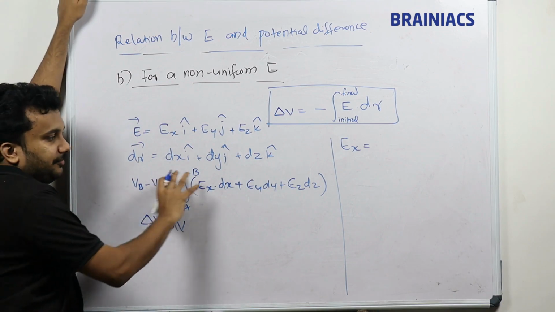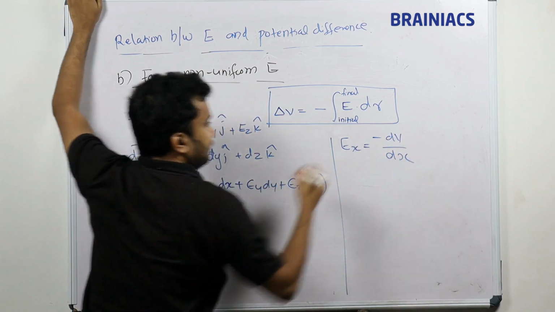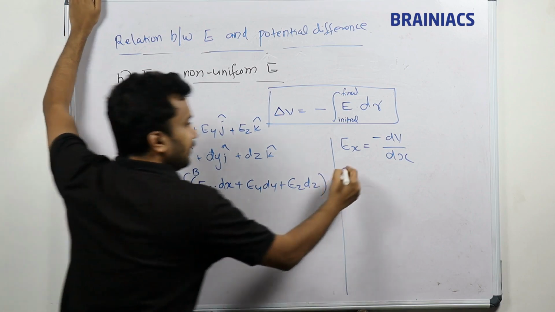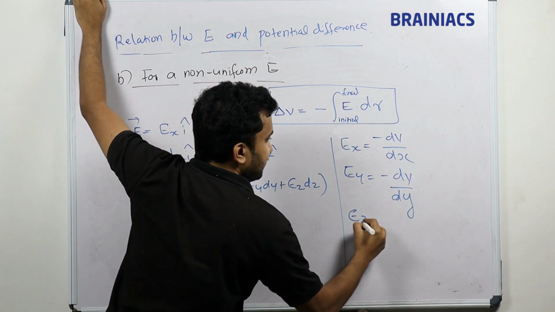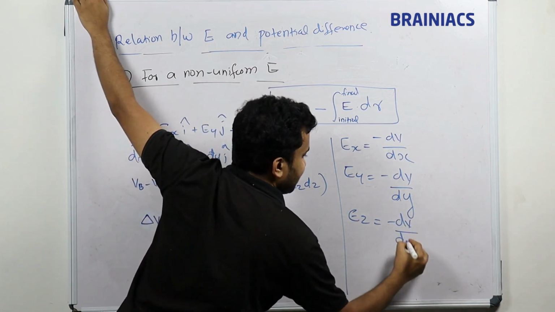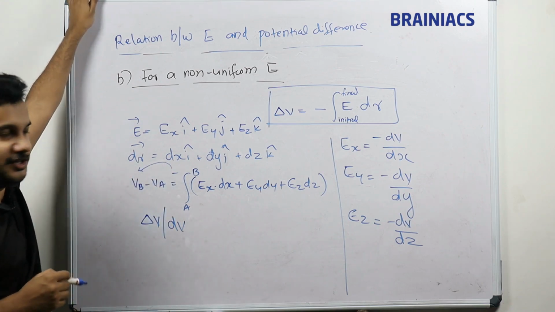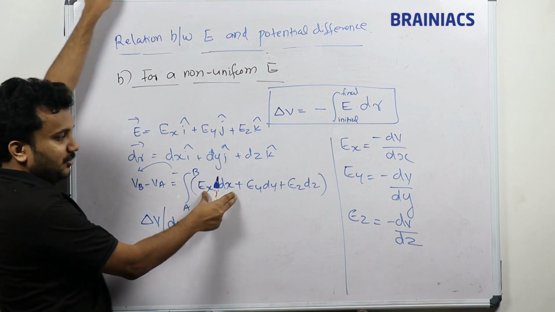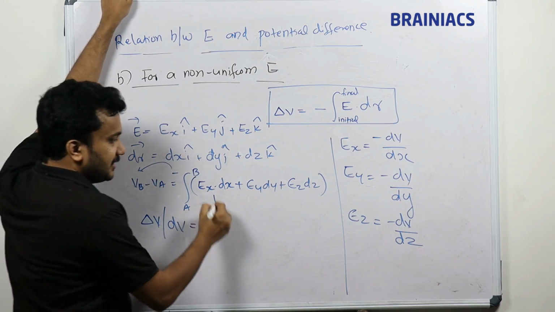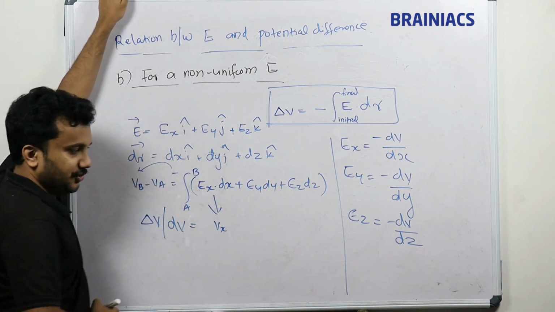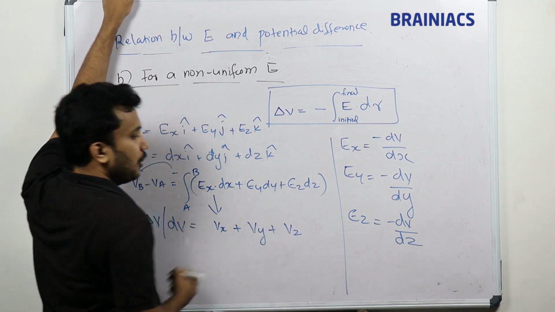So this is dV. If you are splitting each term, I can say minus of dV by dx is called electric field, and Ey will be equal to minus of dV by dy, and Ez is equal to minus dV by dz. This integration, when taken to the left hand side, becomes differentiation. I split this one. This is delta V, and this is the x component of potential, plus the y component of potential, plus the z component of potential.